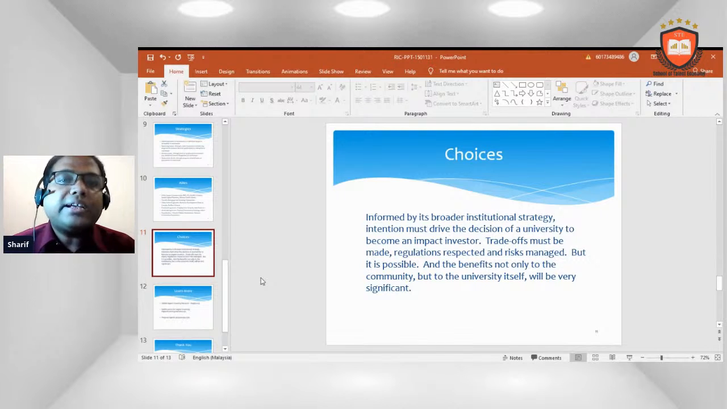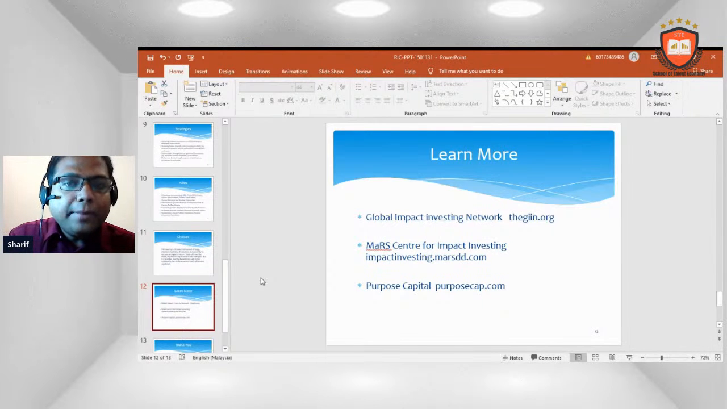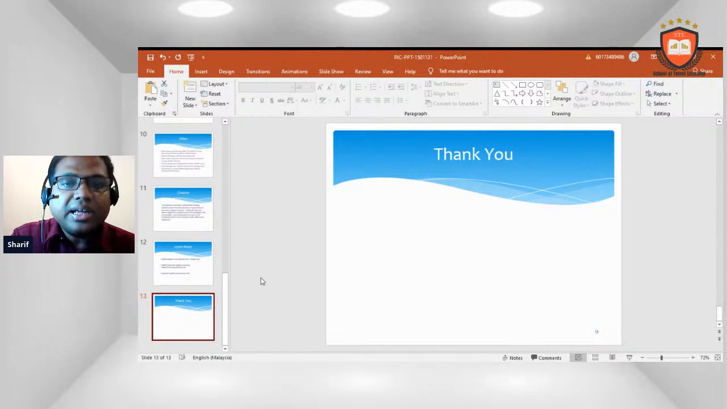Choice: informed by its broader institutional strategy, intention must drive the decision of a university to become an impact investor. Trade-offs must be made regularly, respected, and the risk managed. But it is possible, and the benefit not only to the community but to the university itself will be very significant. So the Global Impact Investing Network, the MaRS Centre for Impact Investing, and the purpose of the capital investments. There are many interesting things happening right now through these impact investments.